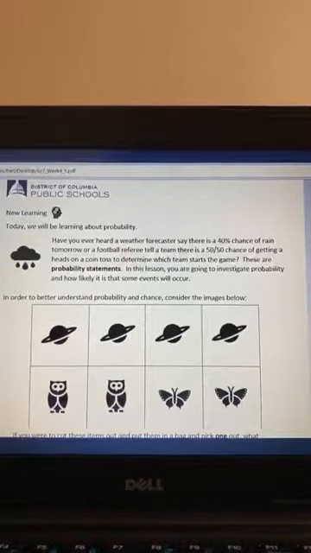Would anyone like to join the live and read those instructions out for me, please? Or read that small scenario there? No one?